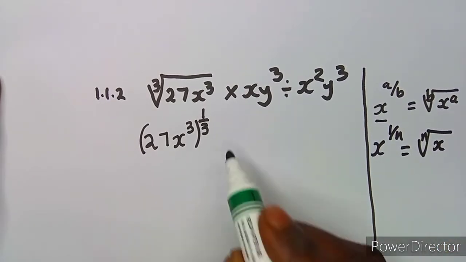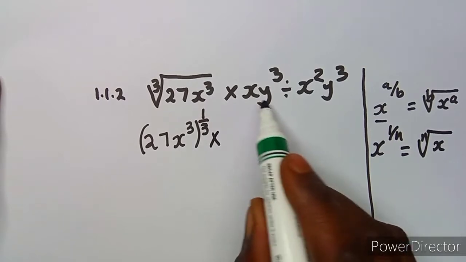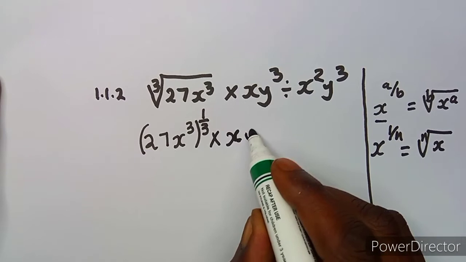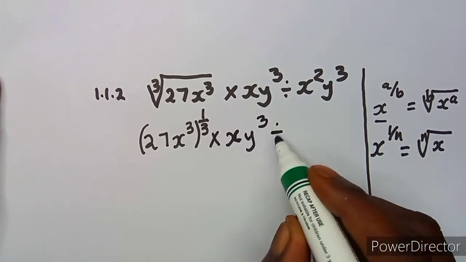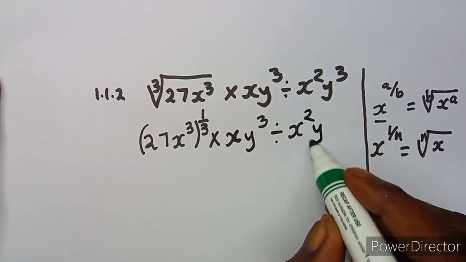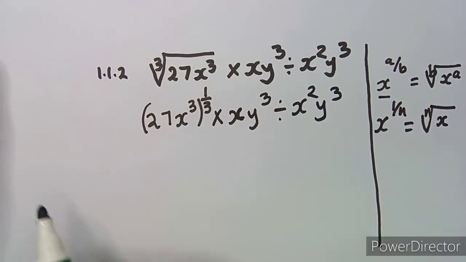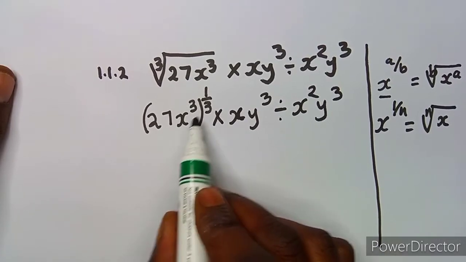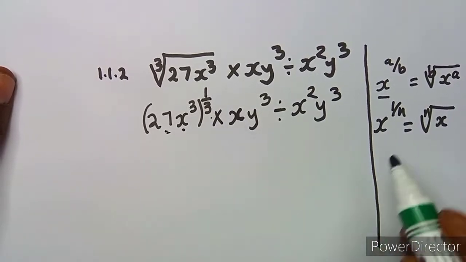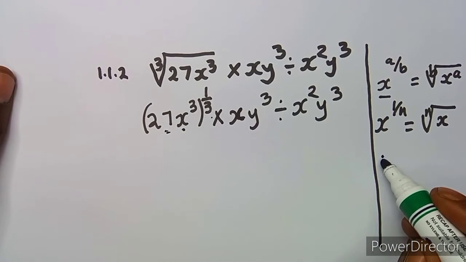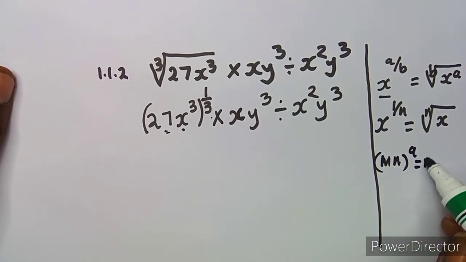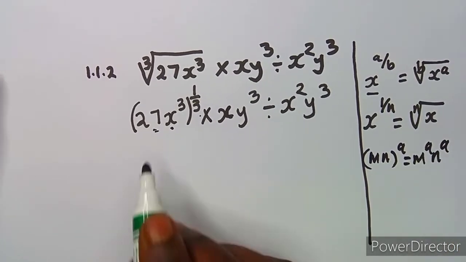Okay, on this part I'm not going to change anything, I'm just going to rewrite as it is, which is xy to the exponent of 3 divided by x squared y to the exponent of 3. All right, then applying the laws of exponents here, as you can see, this exponent is going to affect everything from this part here. If you are given mn to the exponent of a, it is going to be m to the exponent of a, n to the exponent of a, like that. So that is what is going to happen.